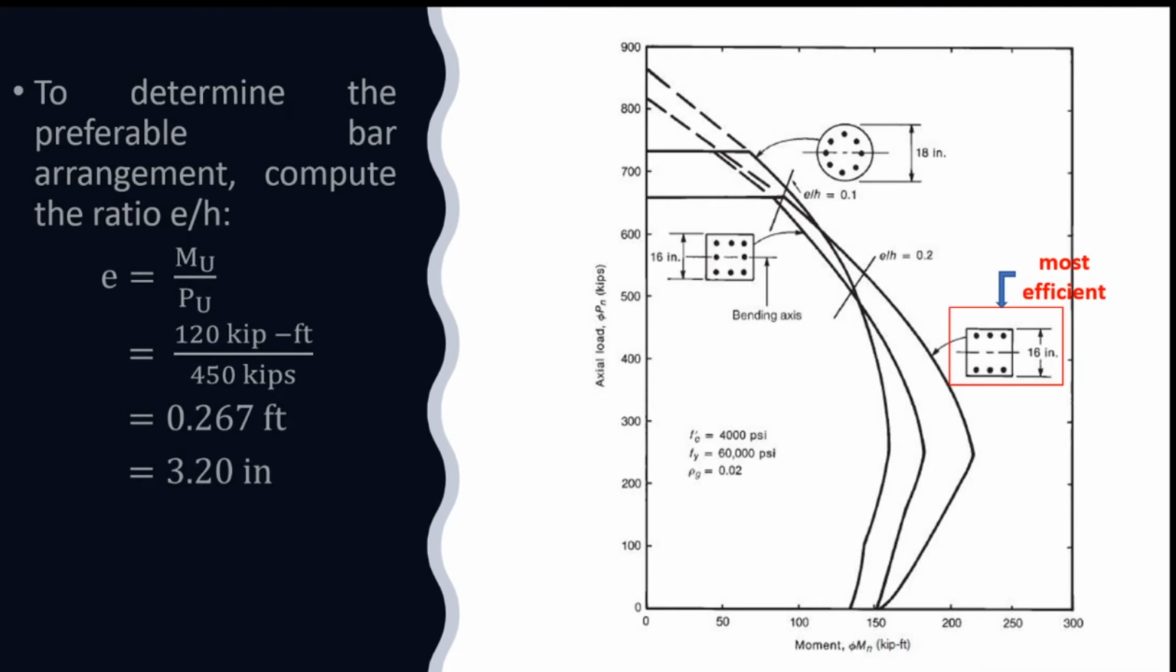Now, to determine the preferable bar arrangement, compute the ratio e over h. e equals Mu over Pu equals 120 kip-feet over 450 kips. Thus, e equals 3.20 inches. This implies that the ratio e over h is equal to 0.2. For e over h in this range, figure 11.2.3 indicates that a column with bars in 2 faces will be most efficient.